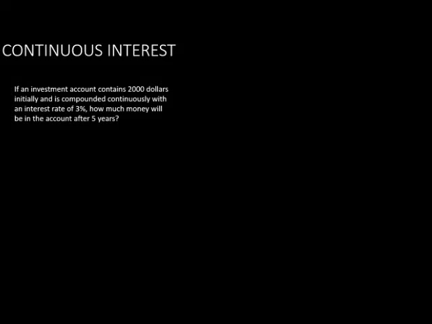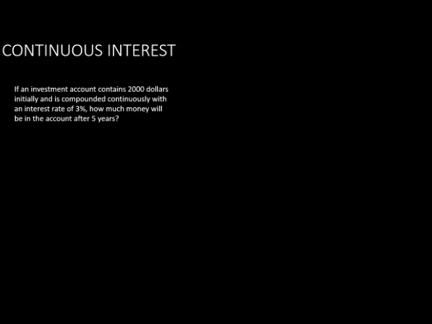In our previous videos, we handled compound interest. However, now we'll do a special case called continuous interest. The question says that we have an investment amount of $2,000 and we're compounding continuously with an interest rate of 3%. We are asked how much money will be in the account after 5 years.